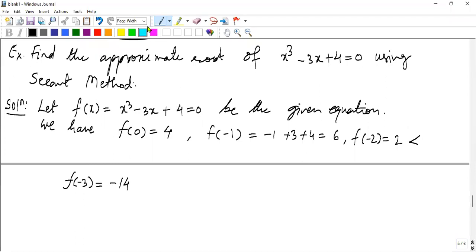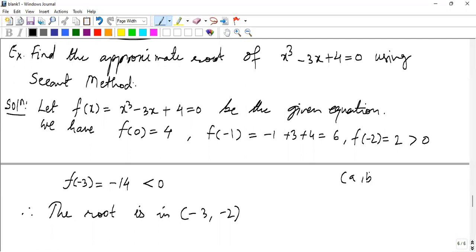So we are done. You can see this is greater than 0, but this is less than 0. So what we can say is the root is in minus 3 to minus 2. Please write the interval properly. Smaller number first and then bigger number. When we write the interval A to B, we always assume that A is less than B. So this is the notation for the interval we usually use.